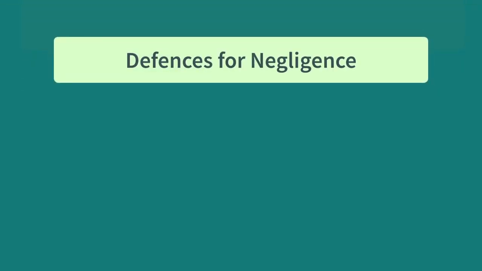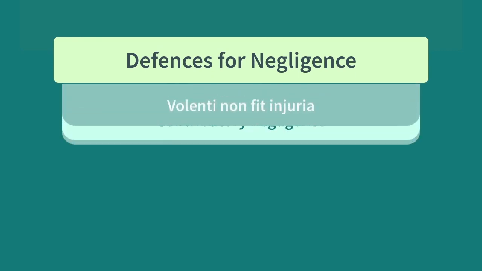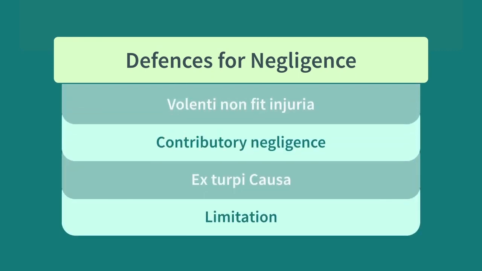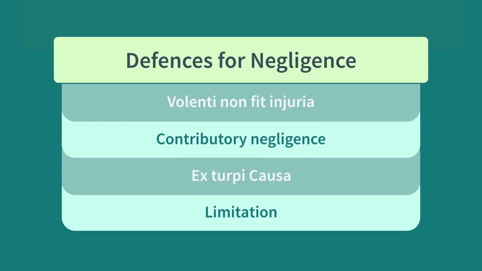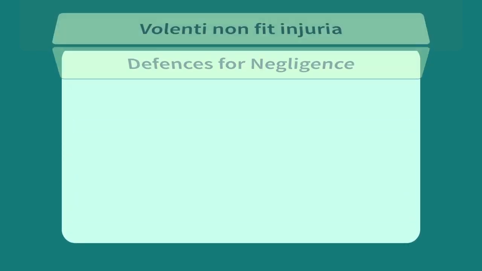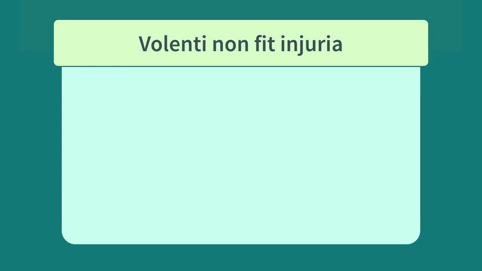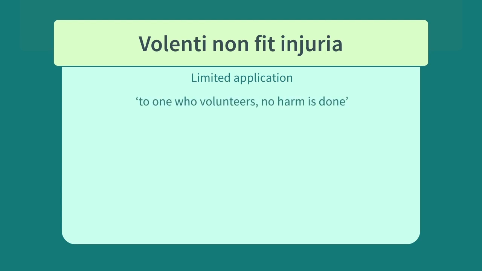There are a number of defences in tort for negligence, and they are volenti non fit injuria, contributory negligence, ex turpi causa, and limitation. We will now examine them in turn. Volenti non fit injuria is a defence of limited application in tort law. A direct translation of the Latin phrase volenti non fit injuria is, to one who volunteers, no harm is done.